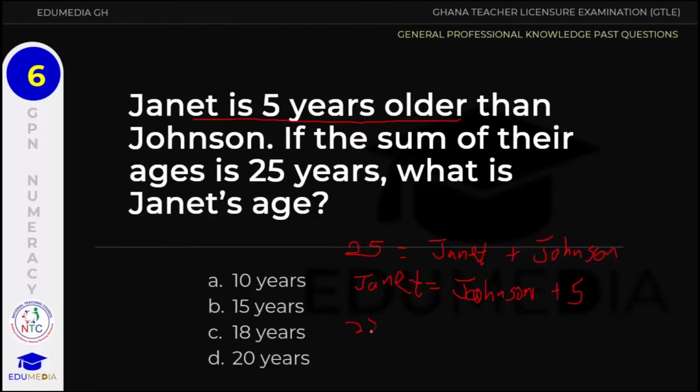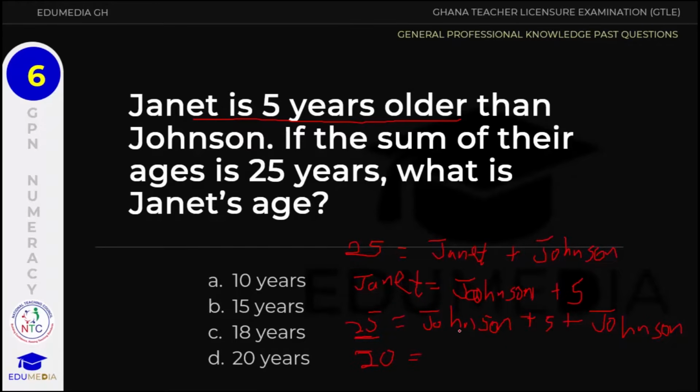It's going to be 25, because Johnson plus Johnson plus 5. Alright, so this is for Janet plus Johnson. So this is what comprises the total sum of the ages. So we can go to the bottom, collect like terms and continue to do a division. We have 25 here. This 5 will be sent here, so it's going to be 25 minus 5.